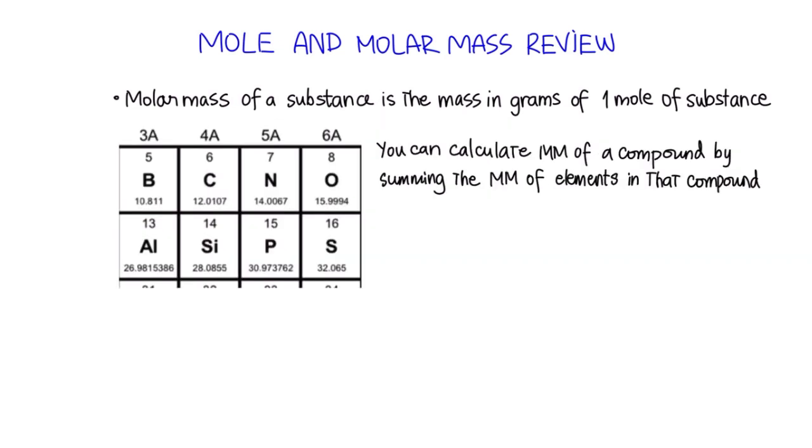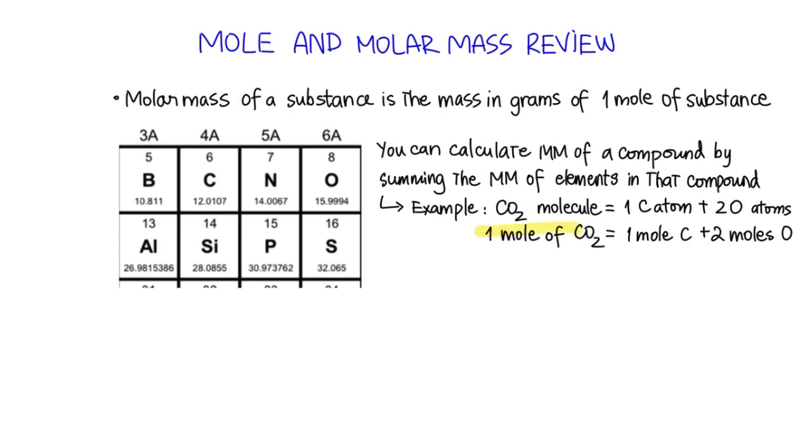But how about the molar mass of compounds? Well, you can calculate the molar mass of a compound by adding up the molar mass of elements in that compound. For example, let's look at CO2. If you think about it, 1 molecule of CO2 consists of 1 carbon atom and 2 oxygen atoms. That is based on the formula of CO2. So that means 1 mole of CO2 would consist of 1 mole of carbon and 2 moles of oxygen.